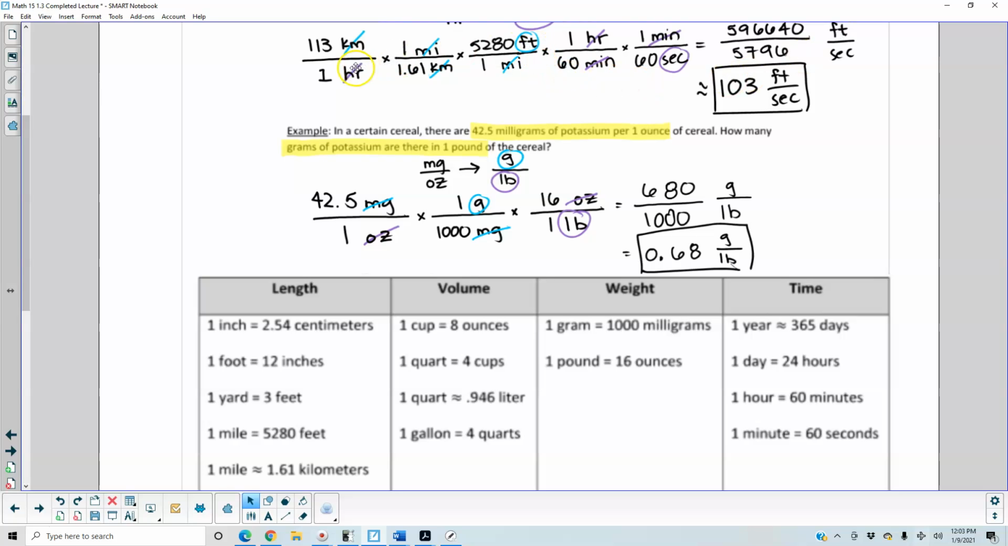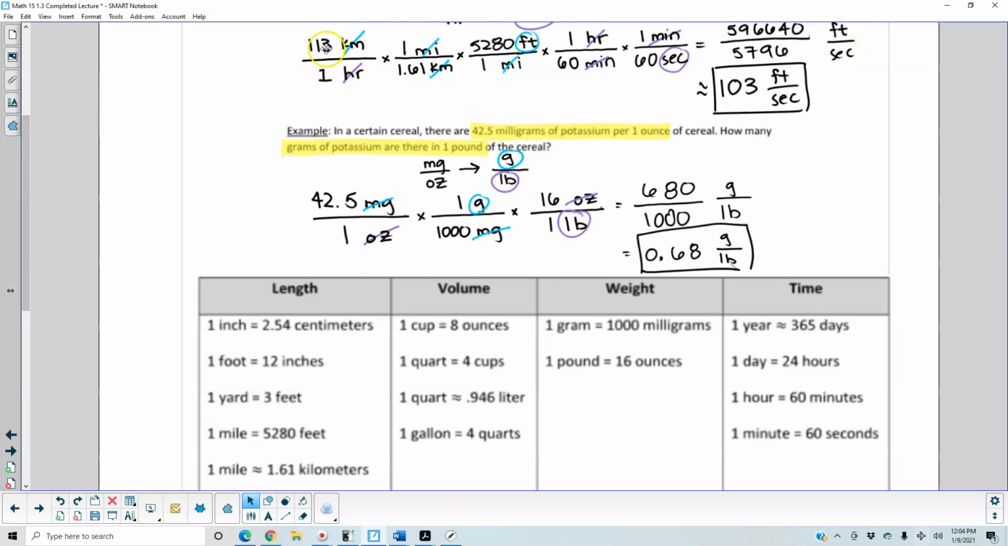Now what we want to do is get rid of the hour in the denominator here. So we know that 1 hour is equal to 60 minutes. So we have 1 hour over 60 minutes. So we can eliminate the hours, and now we have minutes in the denominator, which means that our next conversion should have minutes in the numerator. And so what do we know? We know that 1 minute is equal to 60 seconds. So we have 1 minute over 60 seconds. And we want to get seconds in the denominator in our final result.